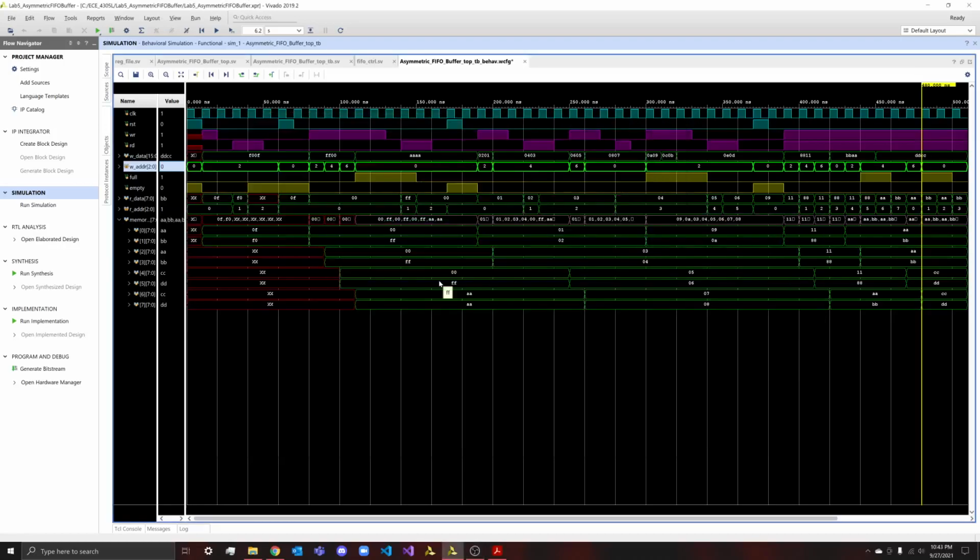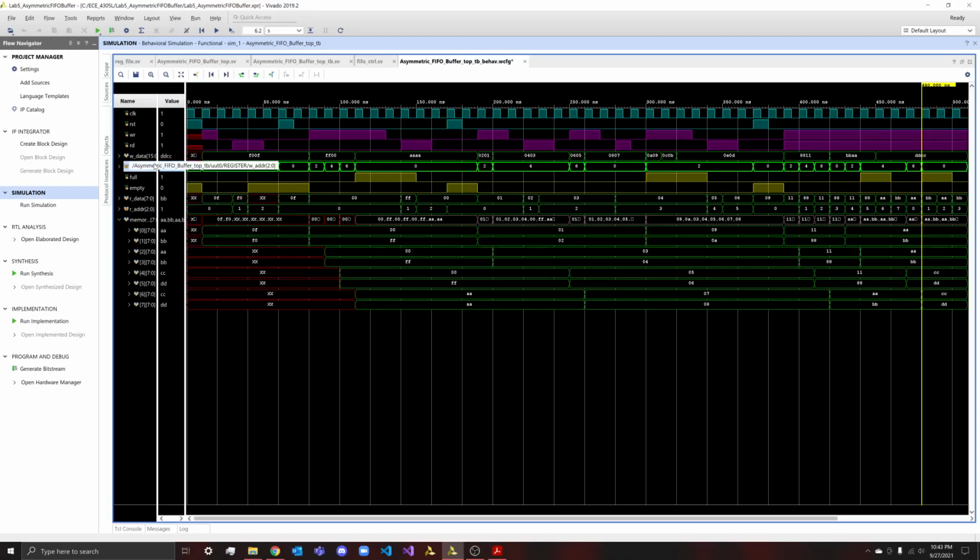Okay, so this is for ECE 4305 for the fall of 2021, and this is lab 5, the asymmetric FIFO buffer. In this lab we have an asymmetric FIFO buffer in which the write data is twice the size of the read data. I put my write data as a 16-bit value, and my read data as an 8-bit value. I based my memory size off the read data, so we're going to have 8-bit words, and then I just decided to choose 8 locations so it's easy to show up on the test bench.